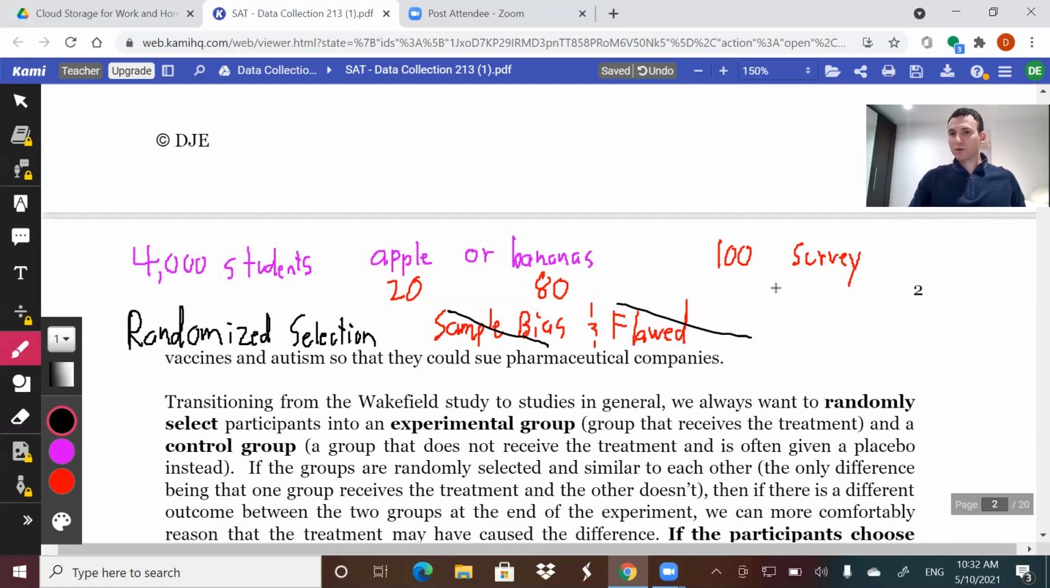So this 100 student survey would have to be a randomized survey of all, the 100 students would have to come from the entire population, all grades, all genders, in order to reflect the population at large.